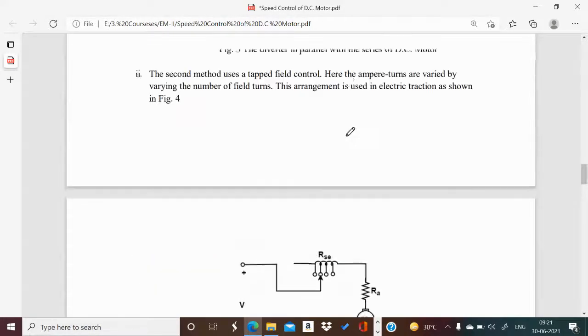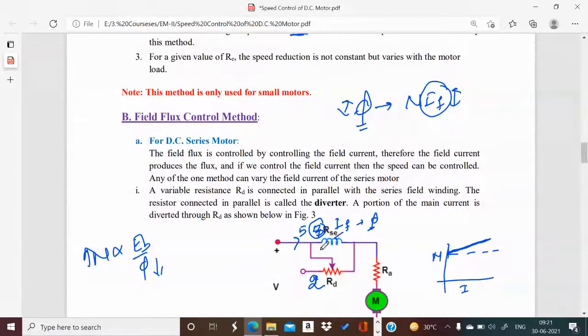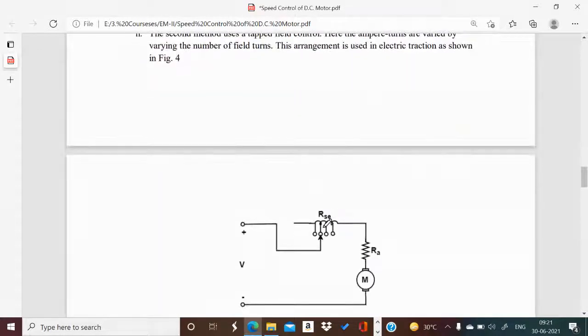And the second way of varying this will be directly connecting a variable resistance which will vary. That means it directly varies this RE. That means आप जो field winding है उसी पे ही टैपिंग दे देंगे. That is also possible to vary the IF. The aim is to vary the field current, which varies this flux, and variation in flux directly varies the speed.